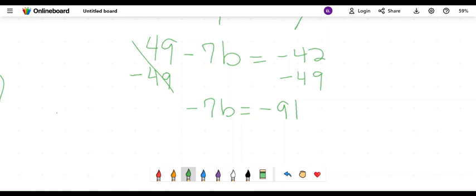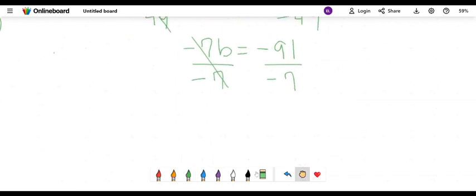Since the opposite of multiplication is division, we have to divide both sides by negative 7. You cross out, cancel out. So we're left with b as the variable. And then we bring down, and we have to divide negative 91 by negative 7, which the answer is positive 13.